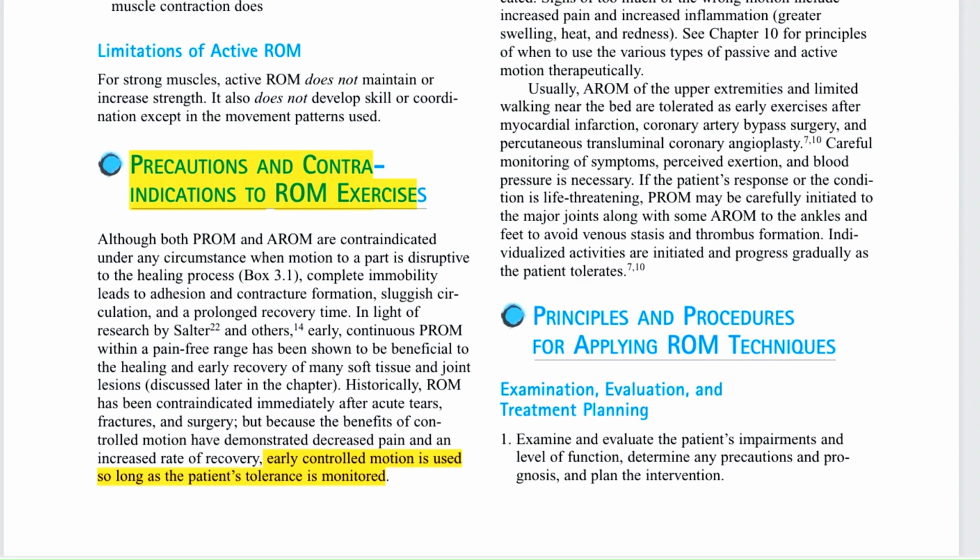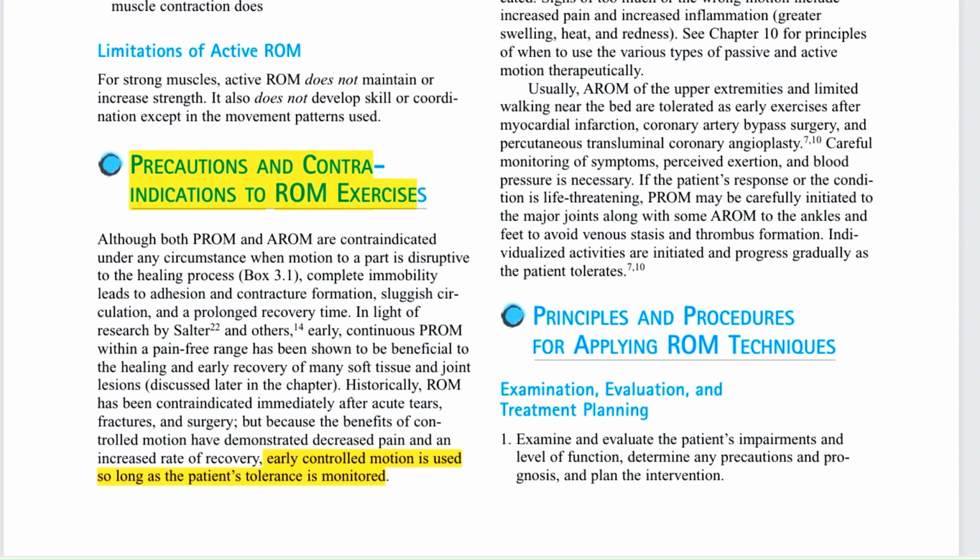So we know that controlled, slow movement can actually reduce the pain and speed up the healing. But the key is monitoring the patient, okay? Not pushing beyond their tolerance. You just have to monitor their signs, their symptoms, their pain, their facial expressions, what their body is telling you, everything. You have to take care of everything with that, okay?